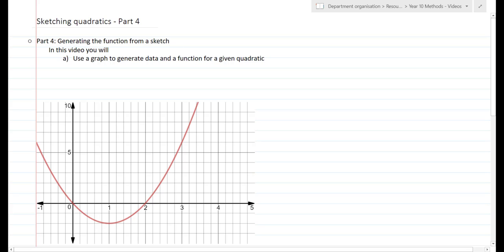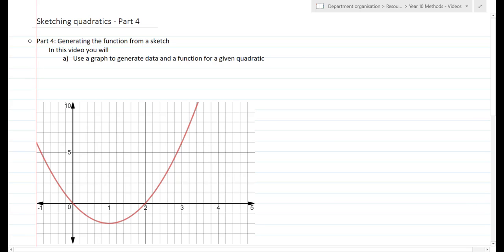Hi and welcome to Sketching Quadratics Part 4. In this video we're going to talk about how to go from a graph to a function. And this will be the last of a bit of a mini-series. After this we're going to go on and talk briefly about quadratic transformations and general transformation form.